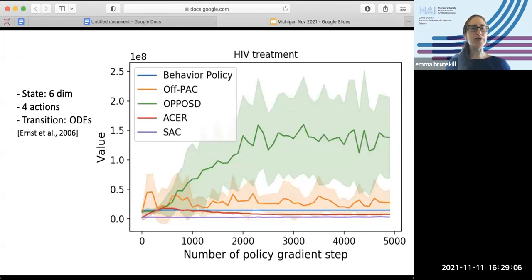Okay. And we can see this too in some other domains. So this is an HIV treatment simulator. And in this case too, the behavior policy is pretty bad. We can do better than some of the others, and our approach that corrects for the difference in states does much better.